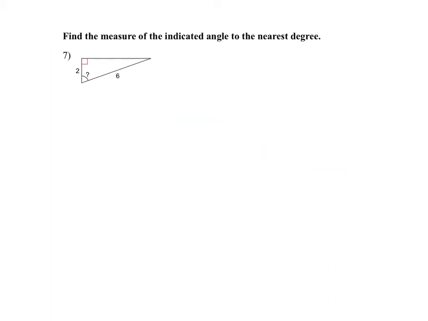Now I want to find the measure of the angle. First I'm going to identify the information that I have. From this angle, I have the adjacent side and the hypotenuse. Using SOHCAHTOA, the one that uses the adjacent and the hypotenuse is cosine. Let's name this angle A. So cosine of A equals 1/3.